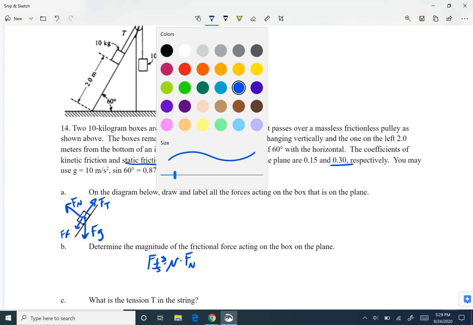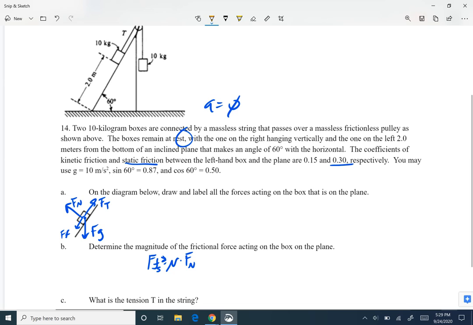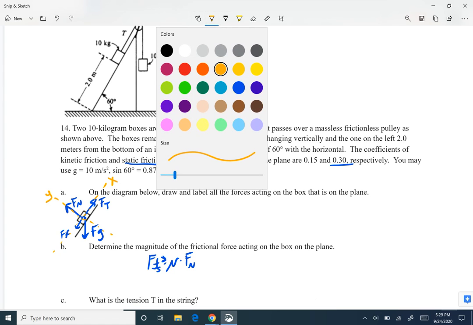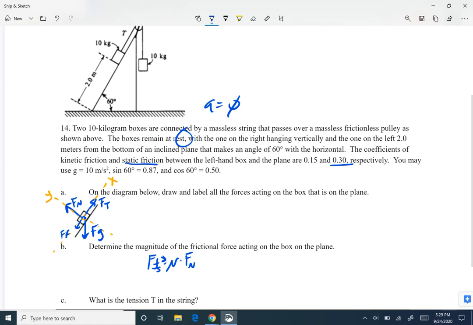To figure that out, we're going to do a sum of the forces equation, and we're going to do it in the y direction, because if I tilt my axis, and I say this is the x direction and this is the y direction, then that force normal falls directly in that y direction. So let's do sum of the forces in the y direction. I have force normal pointing up, and I also have force of gravity pointing down, but not all of gravity, just a component of gravity.